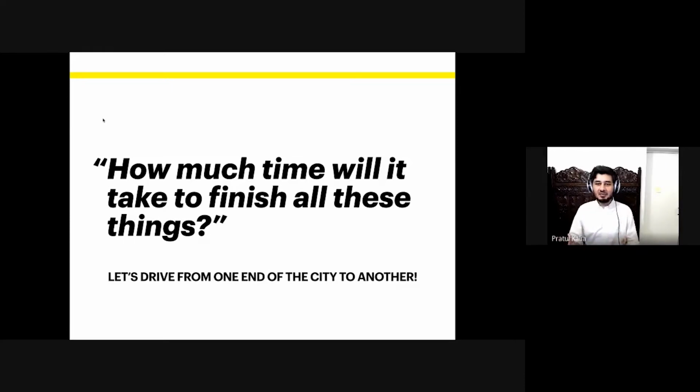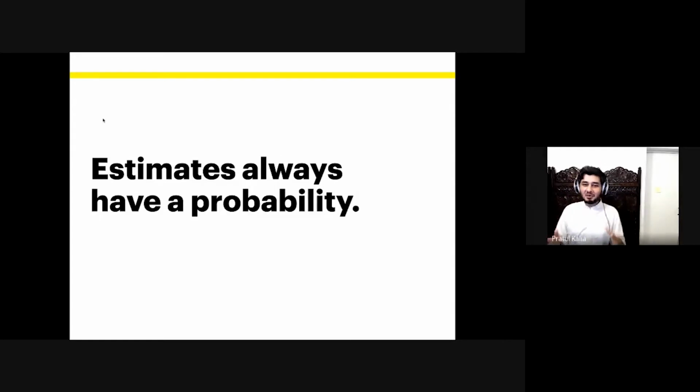A question which requires an estimate would be, let's drive from one end of the city to another. Depending on what time of the day you start and what mode of transport you're using, this is going to take a variable amount of time. So someone will ask, how long do you think it'll take me to drive from one end of the city to another? And you might say, I don't know, 45 to 65 minutes. Now that is an estimate, right? And it's important because estimates always have a probability attached to them. This is a very important point to bear in mind, and it will get repeated over and over in the presentation.